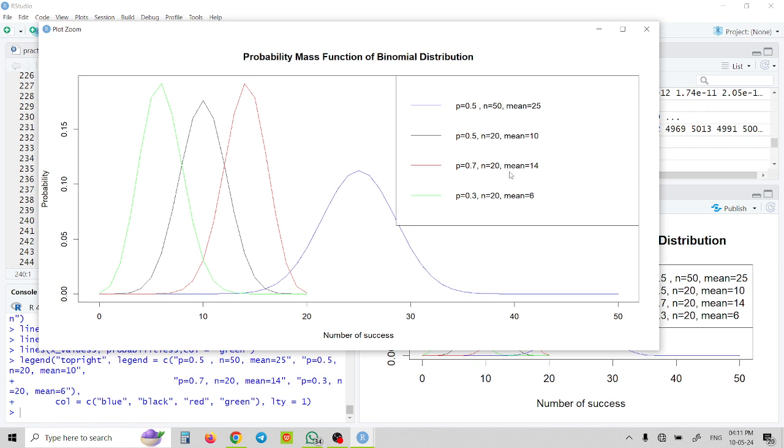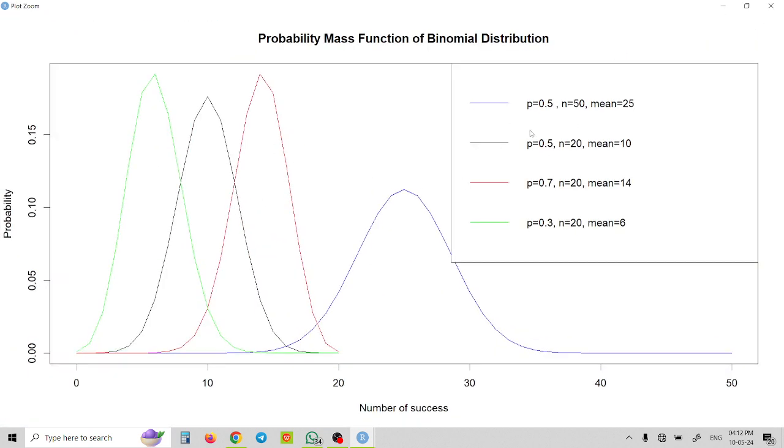Okay. Next is the red color. If the probability increases from 0.5 to 0.7, the mean is 14, it becomes left skewed. You can see the red color, mean is somewhere here, 14, so more of the probabilities are towards the left side of the mean. Okay, same thing we can see with the other case. When the probability is less than 0.5, that is 0.3, mean is 6, the distribution became right skewed. Okay, like that. This is how we can have a clear understanding of the binomial distribution.